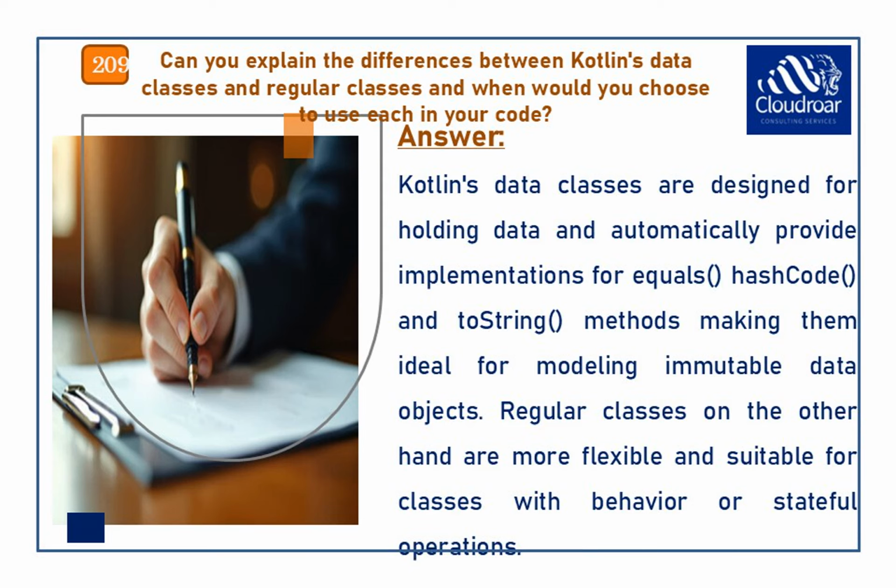Question 209. Can you explain the differences between Kotlin's data classes and regular classes, and when would you choose to use each in your code? Kotlin's data classes are designed for holding data and automatically provide implementations for equals, hashCode, and toString methods, making them ideal for modeling immutable data objects. Regular classes, on the other hand, are more flexible and suitable for classes with behavior or stateful operations.